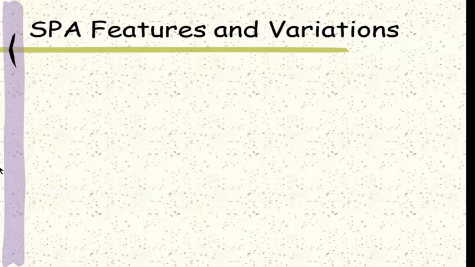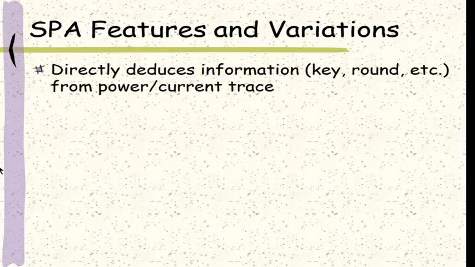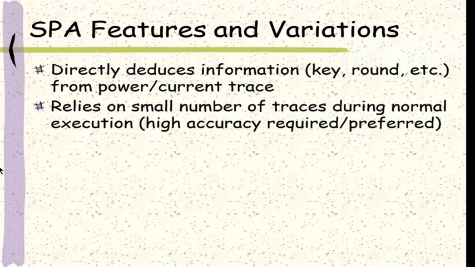Simple power analysis not only can reveal the key data value, it can also leak information such as which round of the encryption is performed. However, as we have said earlier today, simple power analysis relies on the visible information from the power or current traces. Without using analyzing tools, a large number of traces do not help much. This also implies that the precision of this side channel information should be relatively high.